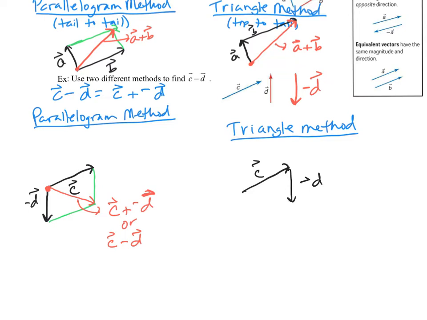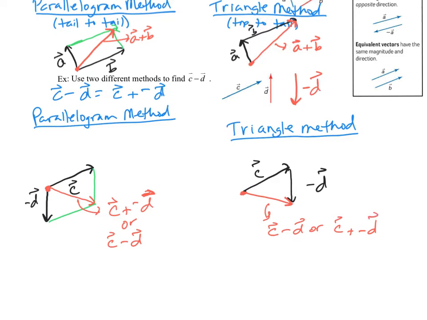Oops. Hold on, let me fix that. I got my symbols mixed up. Okay, opposite of vector D. Now for the triangle method, you start with the initial point of your first vector and draw to the terminal point of the second vector. And our resulting vector then would be vector C minus vector D, or in other words, vector C plus the opposite of vector D.